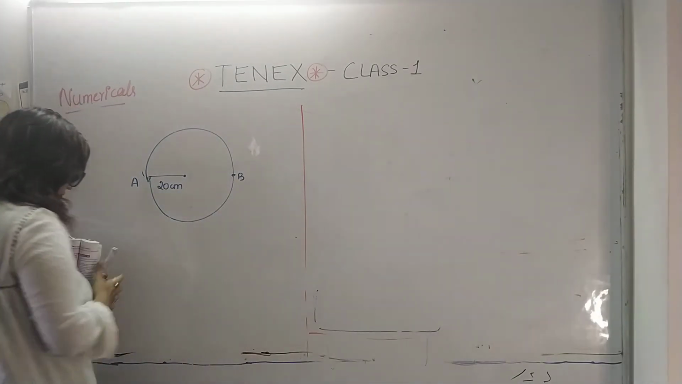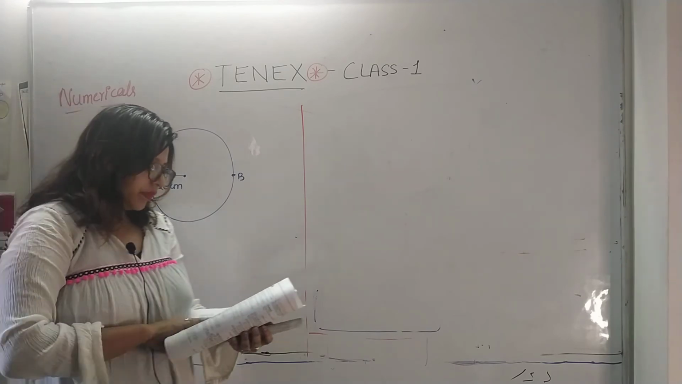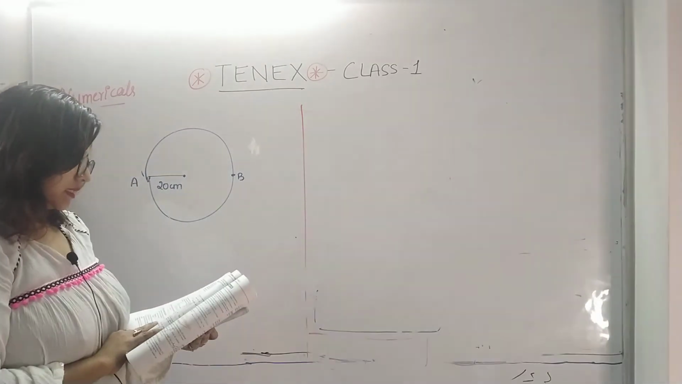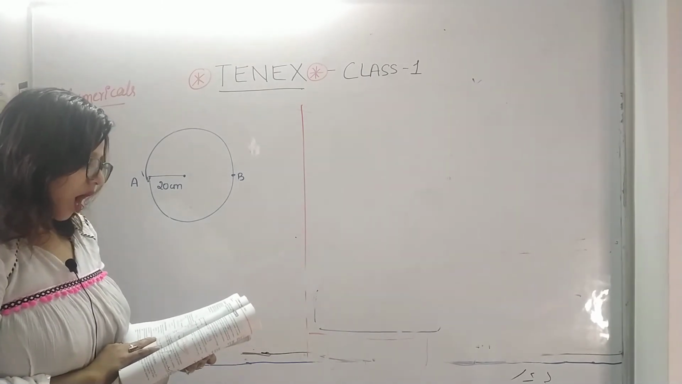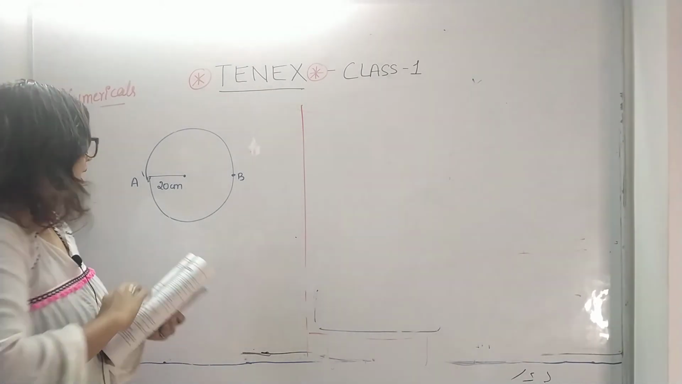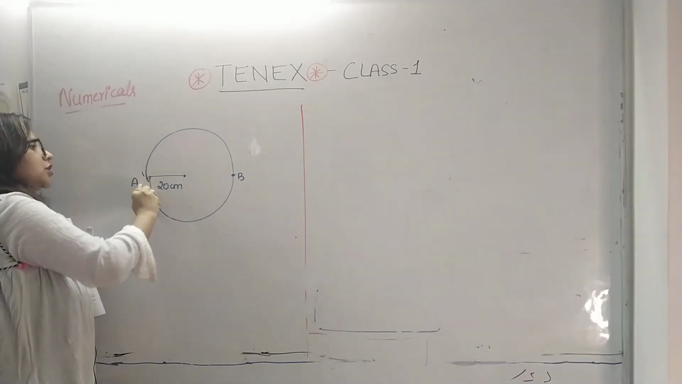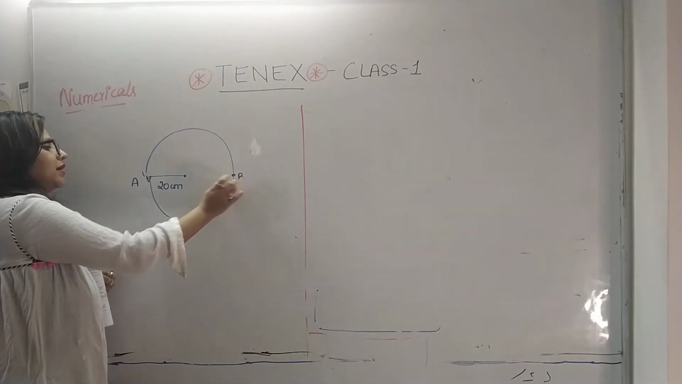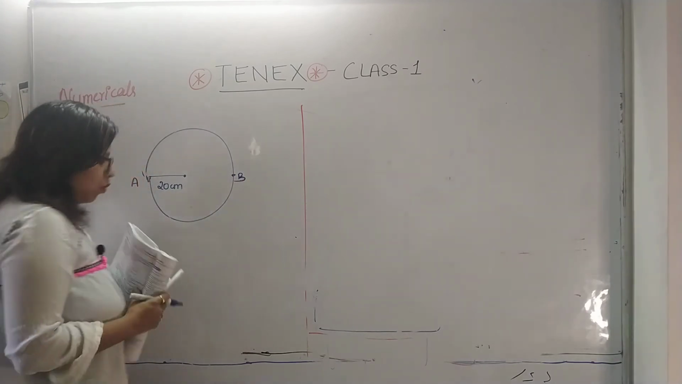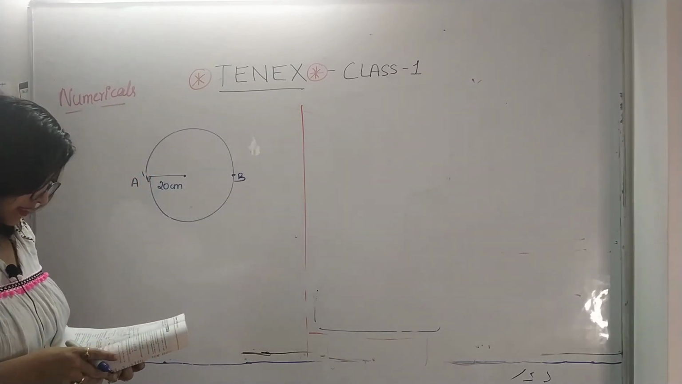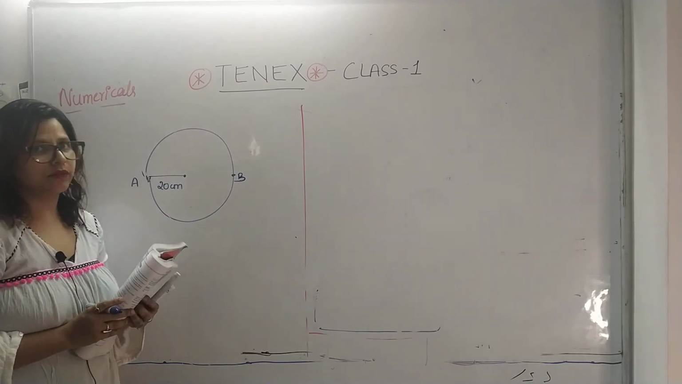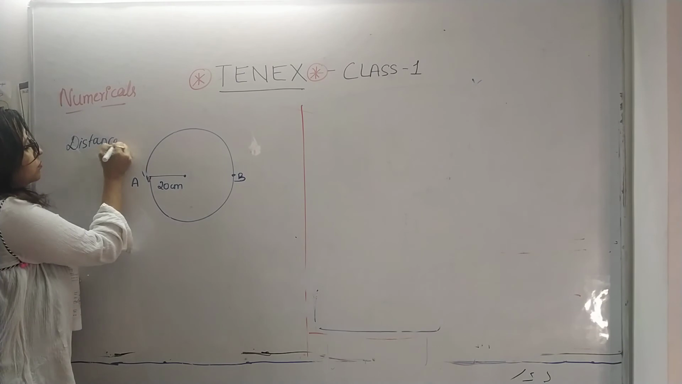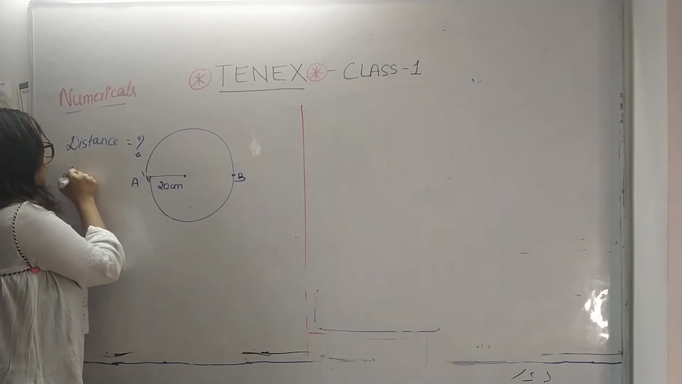okay? So if the question says that a body moves in a circular path of radius 20 centimeters, okay? If it completes 2.5 revolution along the circular path, that means 1 complete revolution, 2 complete revolution, and half a revolution, and it comes to this point B, okay? So, what is the distance and what is the displacement of the body? So, we need to find the distance and the displacement.